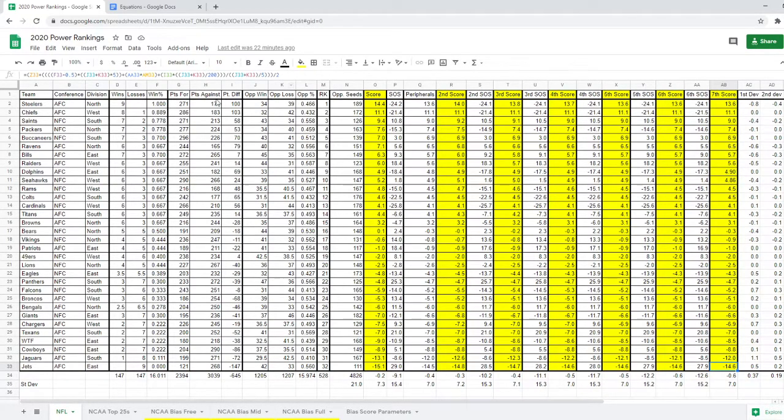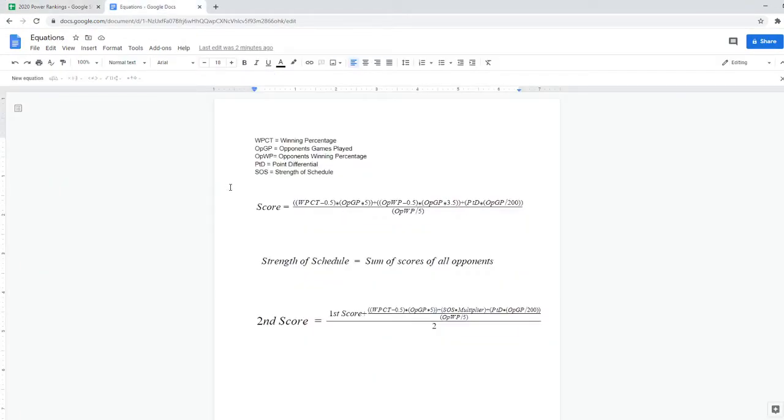So what I currently have is the current formula for my power rankings, and this is the key up here. WPCT is our winning percentage. Opponents' games played, that's this. Opponents' winning percentage, that's this. Point differential is right here, and this is strength of schedule. We will get back to strength of schedule, but let's look through the score ranking. This is what I use to determine the power ranking of your team. This is the first step.